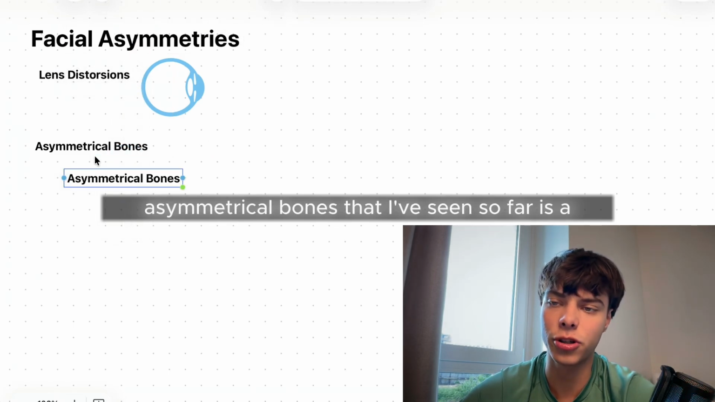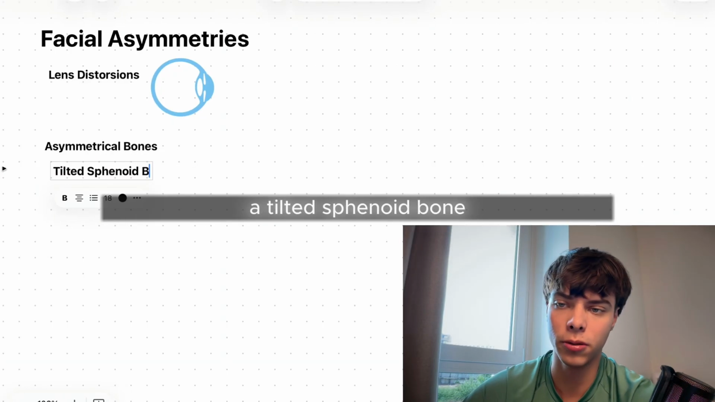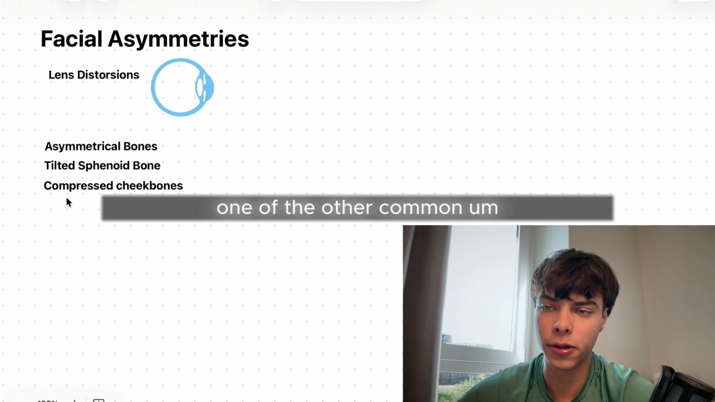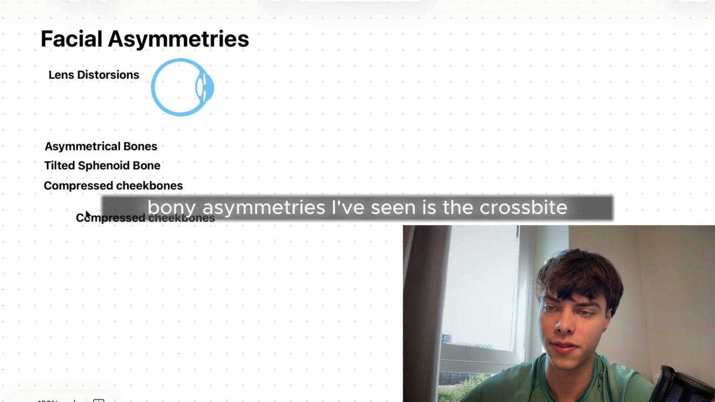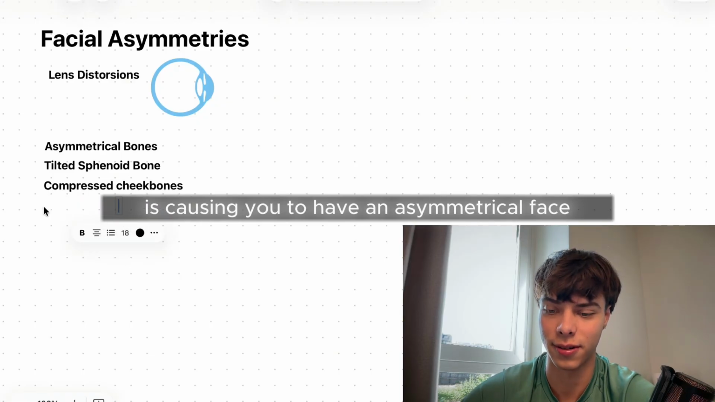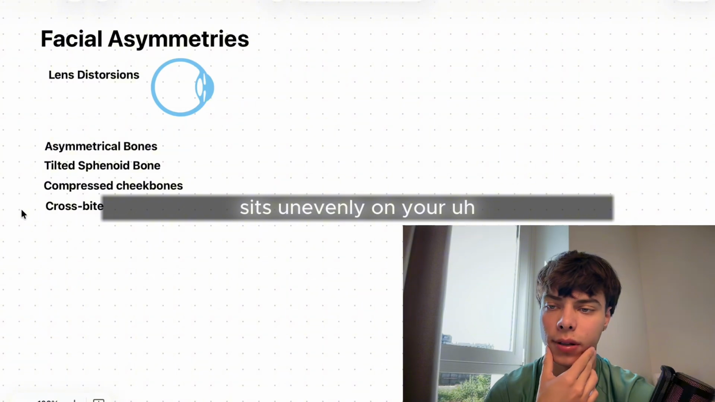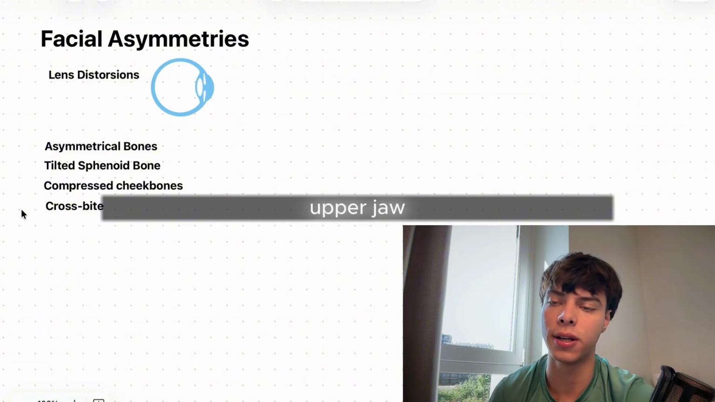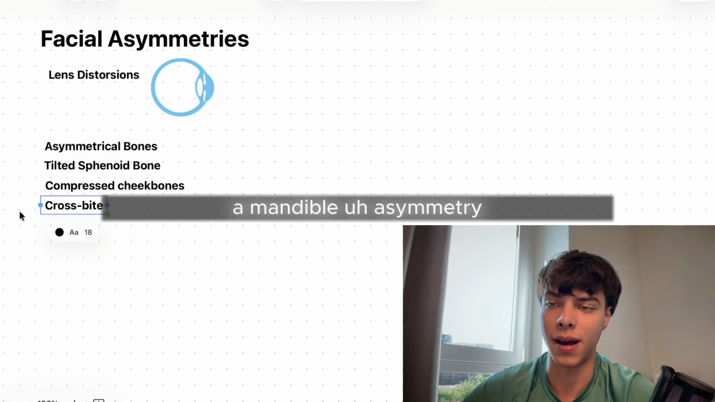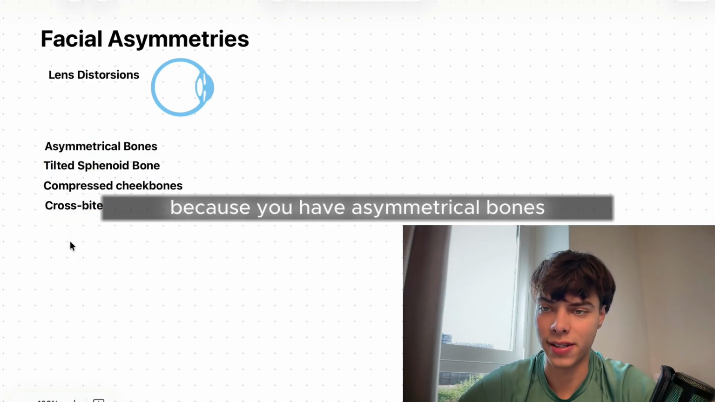The most common asymmetrical bones that I've seen so far are a tilted sphenoid bone and a compressed or recessed cheekbone. Let's call them compressed cheekbones. One of the other common bone asymmetries I've seen is the crossbite. This is when the forward part of your mandible sits unevenly on your upper jaw. This causes you to have a chin asymmetry and a mandible asymmetry. So these are the kinds of asymmetries you might have because you have asymmetrical bones.